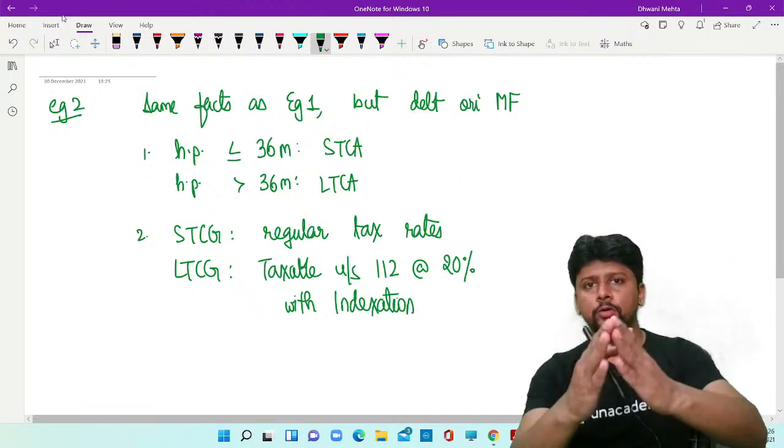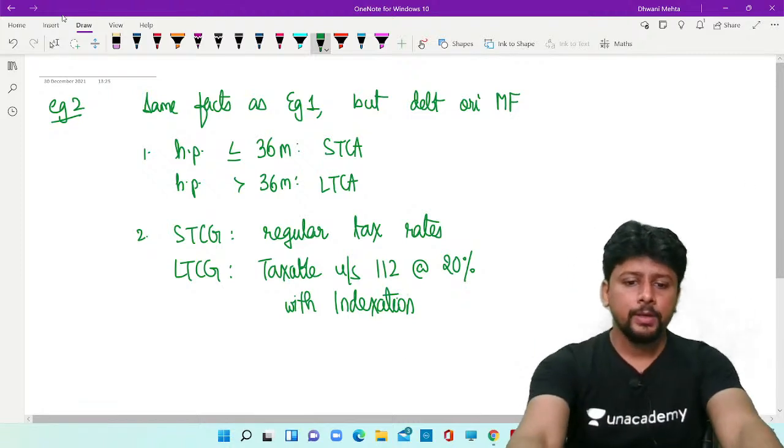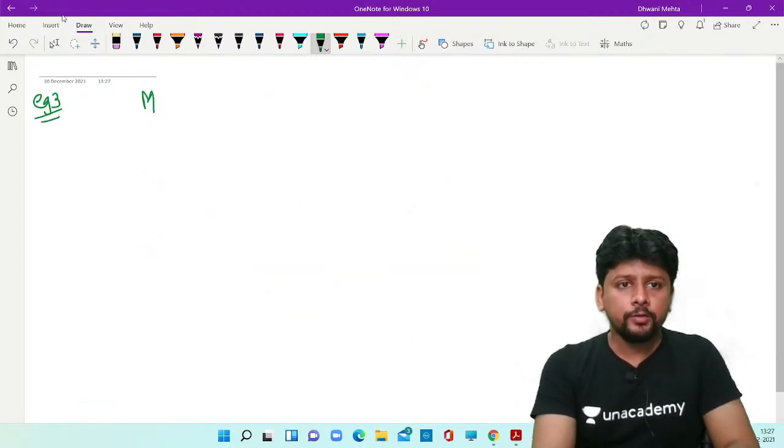Computation definitely will go in the same system. Third and the last example. Third and the last example that I want to take up is an example of multiple ULIPs.